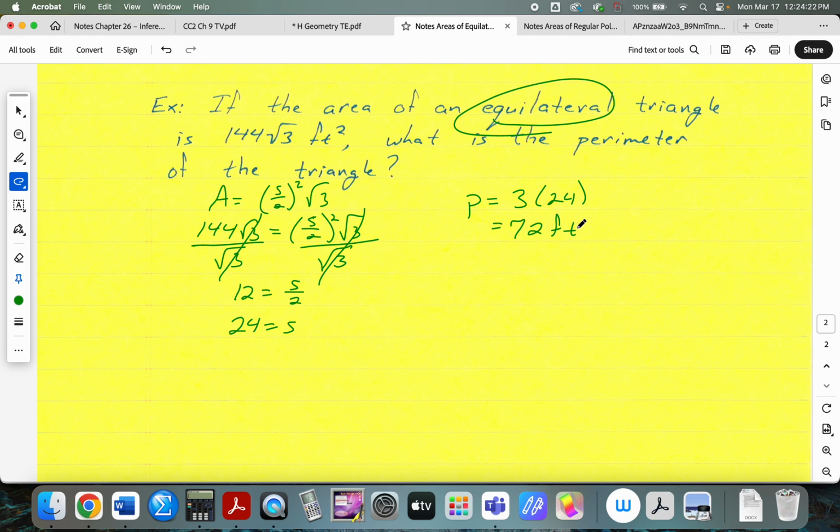Any questions about that? All right, I have a worksheet for you. It's not all equilateral triangles, right? It's some equilateral triangles, a good portion of those, but then other things to help you review all the other area formulas that you should know.